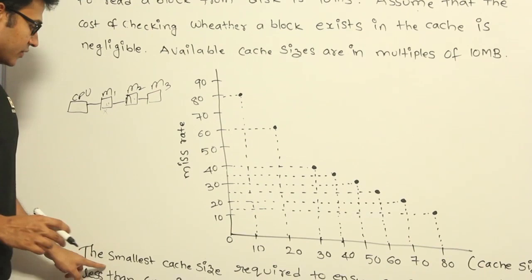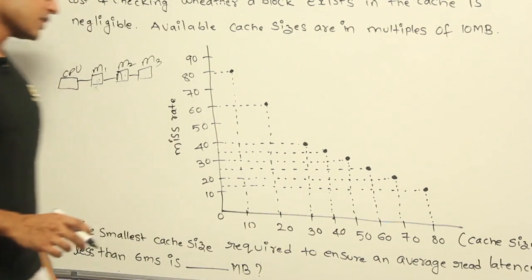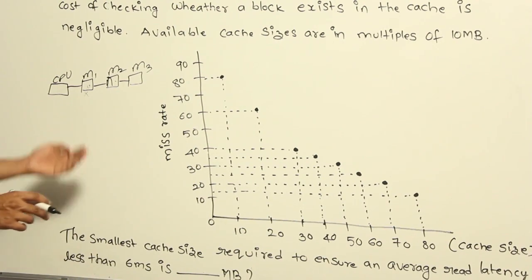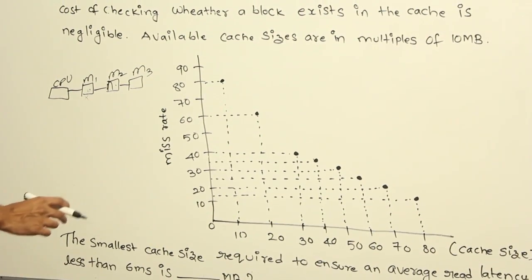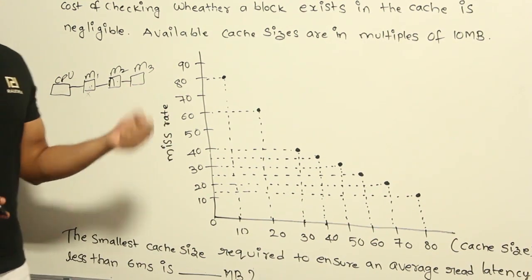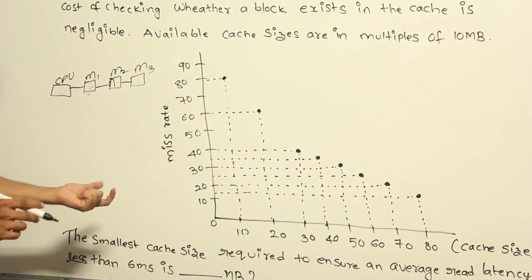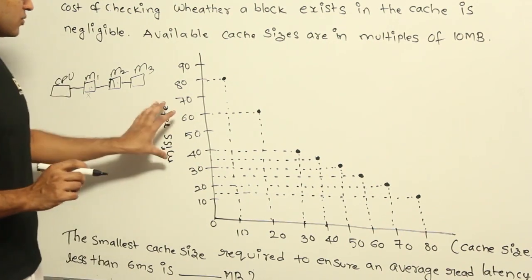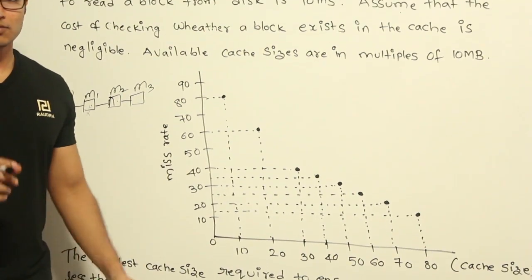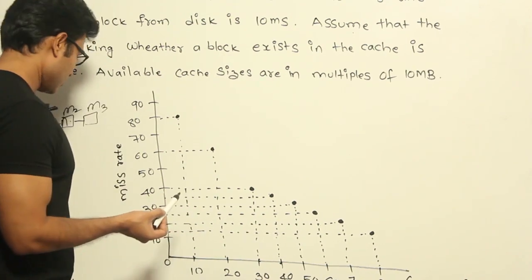Now the question is, the smallest cache size required to ensure an average read latency less than 6 milliseconds is dash MB. So if the average read latency has to be less than 6 milliseconds, then what is the cache size that we want? In order to find it out, we have to find what the miss rate should be if our average latency has to be less than 6 milliseconds. Then from the miss rate, you can find out the cache size. That is how you should solve it. Now they are saying that the average read latency has to be less than 6.